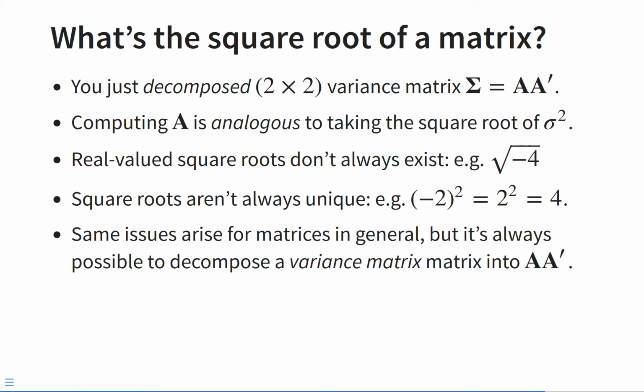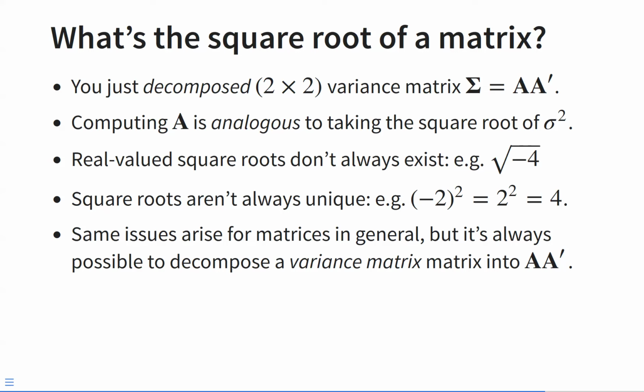You just decomposed a 2 by 2 variance matrix sigma into A A transpose. In other words, you found the matrix A such that you can get a desired variance covariance matrix sigma by taking A times A transpose. How do I know that's what you did? Well, it's because you already showed me that the variance covariance matrix of A times Z, where Z is a standard normal random vector, is A A transpose.